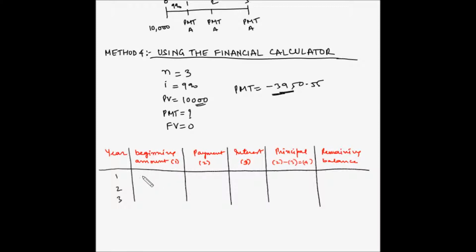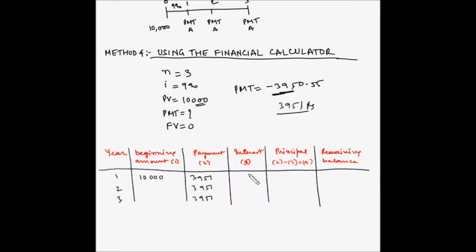So beginning amount is 10,000 because this is the loan that we have taken. Payment is this amount because this is the installment that we are paying. For ease of calculation, I'll round this off to 0 decimals. So I'll consider this as 3951 rupees. So the amount of installment for all the 3 years is going to be the same, which is 3951, 3951, 3951.